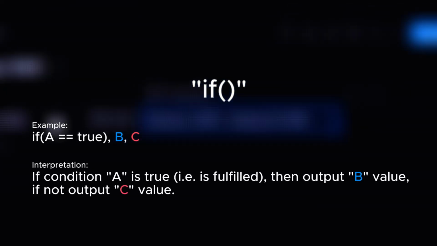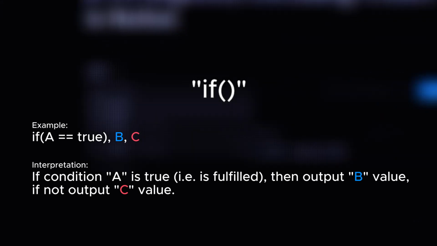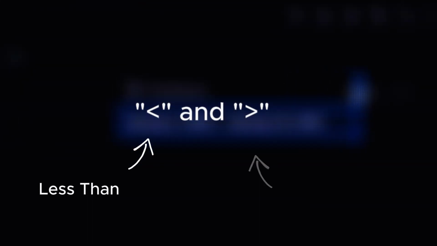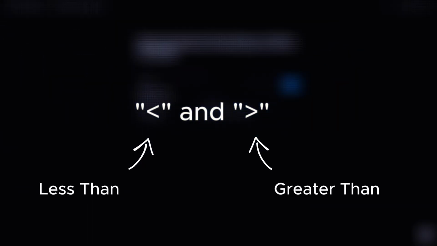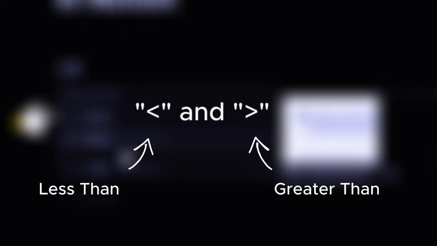This function is basically saying, if A happens, then do B. The next thing to know about are the angled bracket operators. These work exactly like the regular greater than and less than operators we know from basic math class.